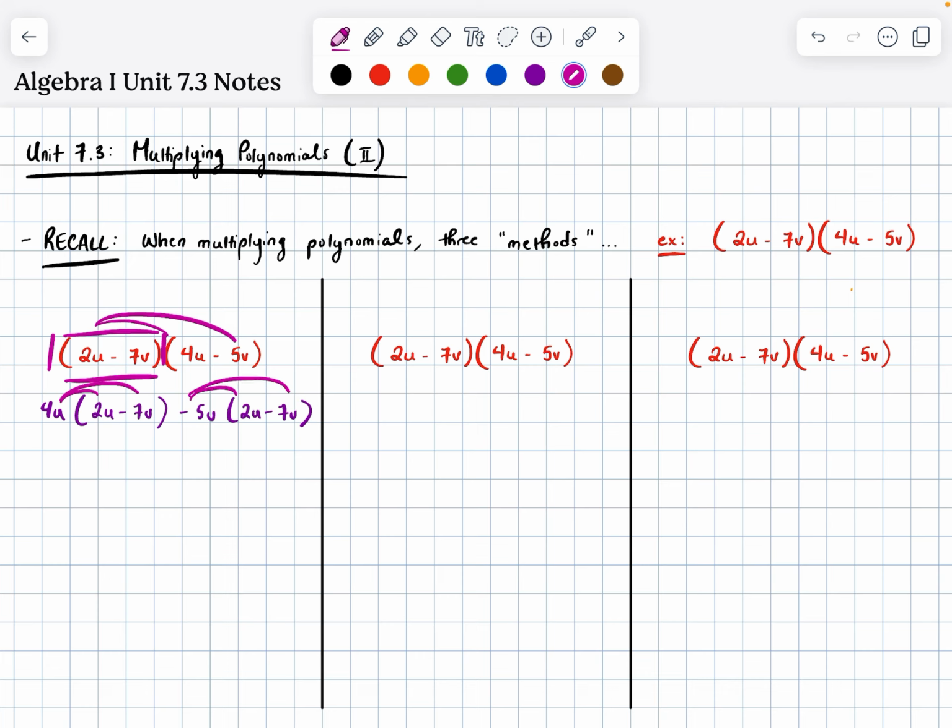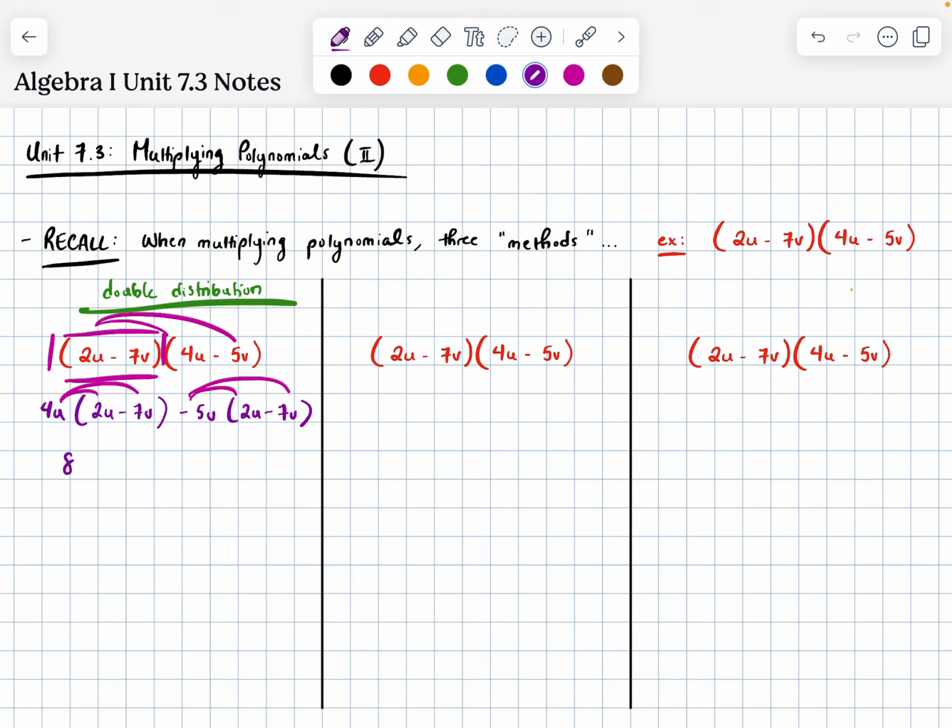But now that I'm here, you'll notice I'm now in a position where I can do a second round of the distributive property. Hence our name for this method. You may recall we dubbed it our double distribution method. I'm doing two layers of the distributive property. Well, doing my second layer here, I need to do 4u times 2u. Let me, again, think about what I know.